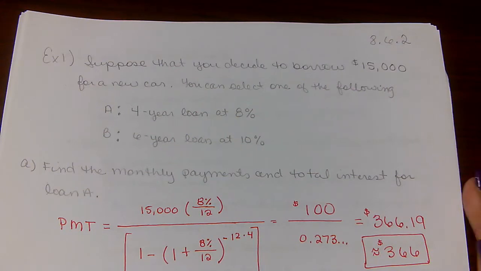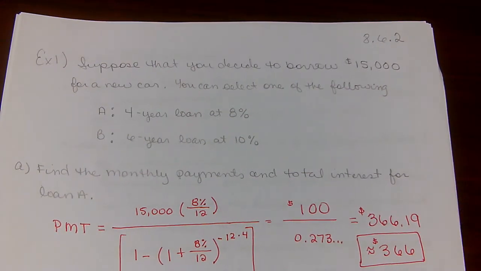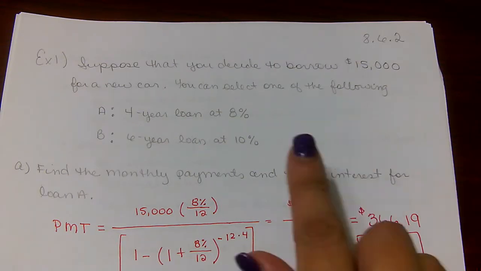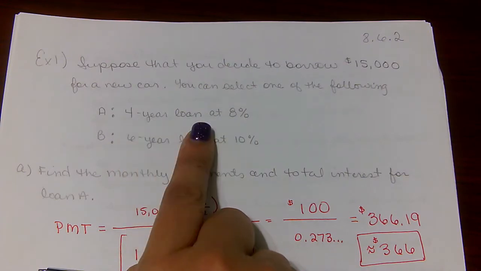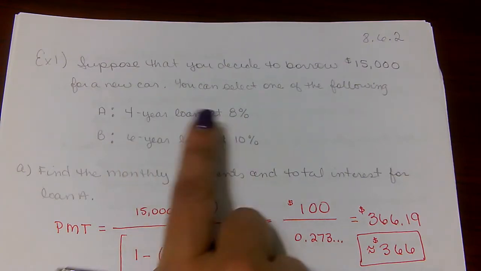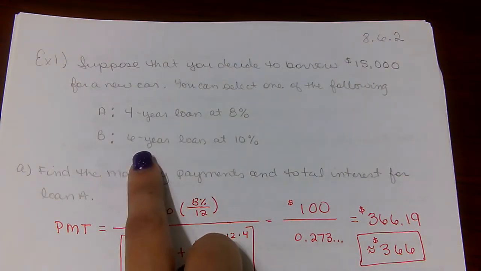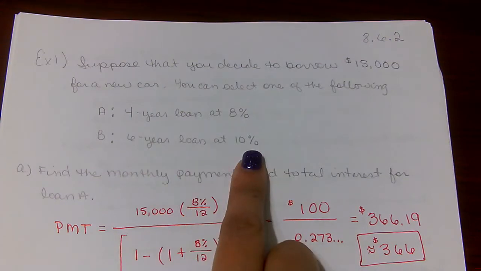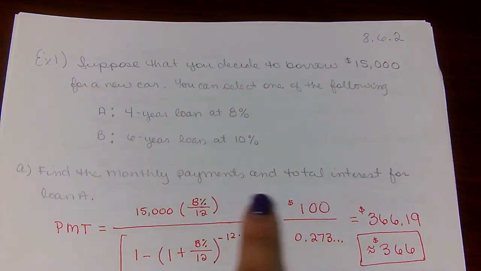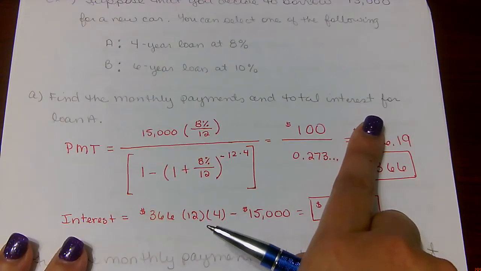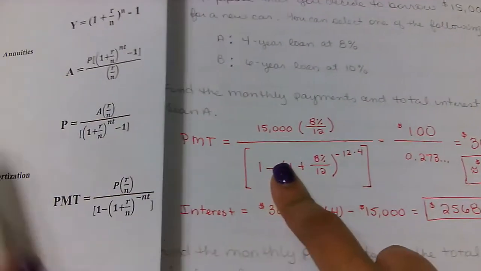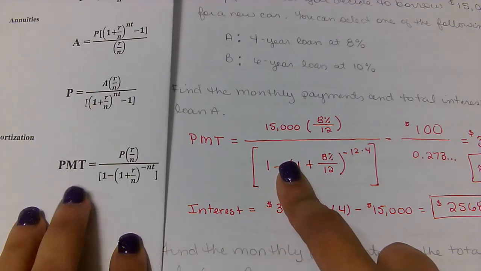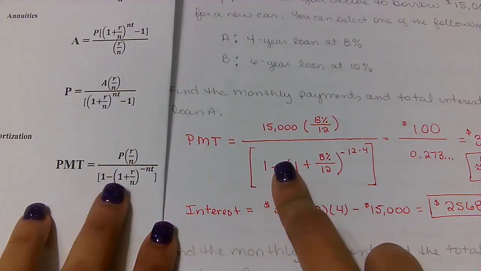Let's look at an example here. Suppose that you decide to borrow $15,000 for a new car. You can select one of the following. A, a 4-year loan at 8%, or B, a 6-year loan at 10%. Find the monthly payments and the total interest of your loan. We're going to go ahead and start with that equation from 8.6. Anytime you're looking for a payment, use the last equation.